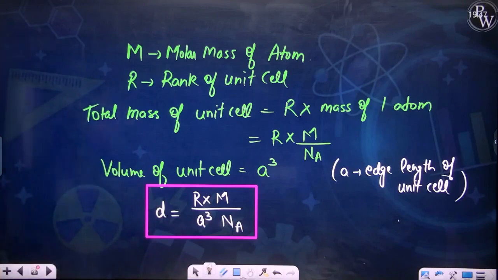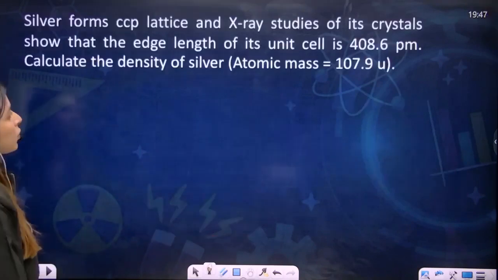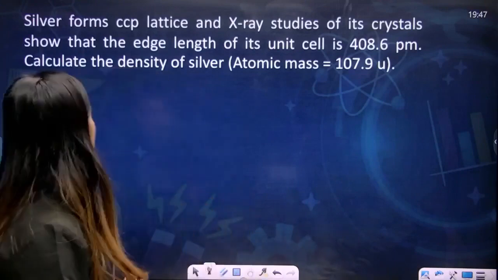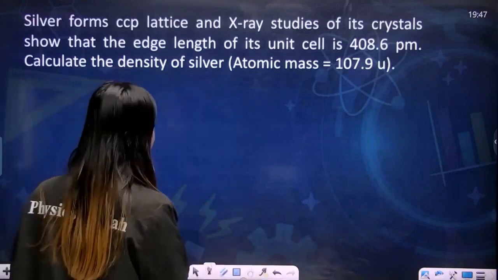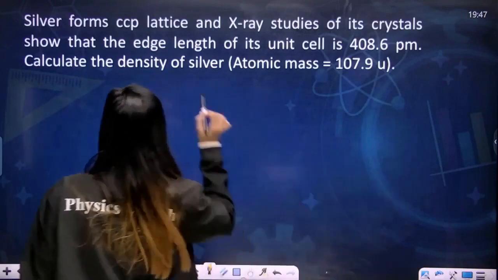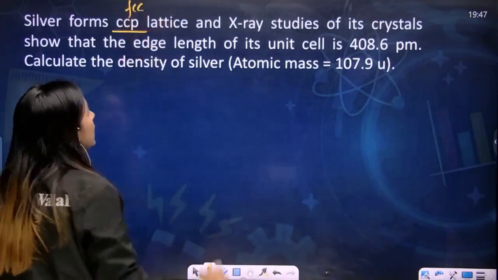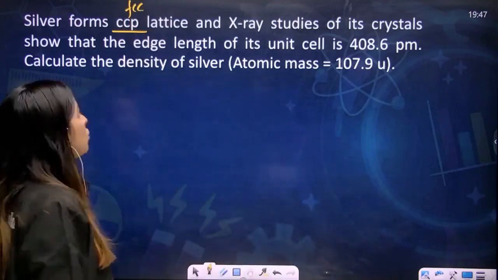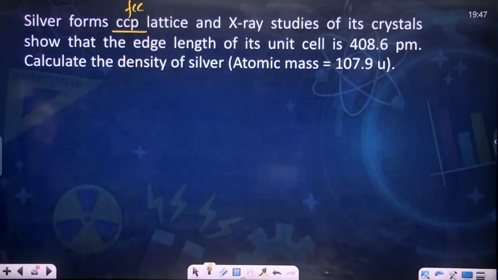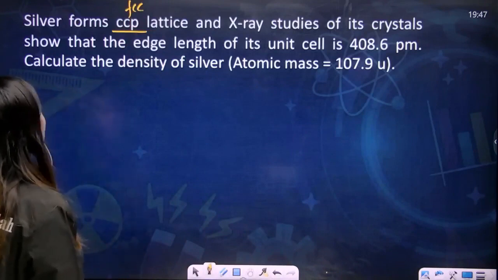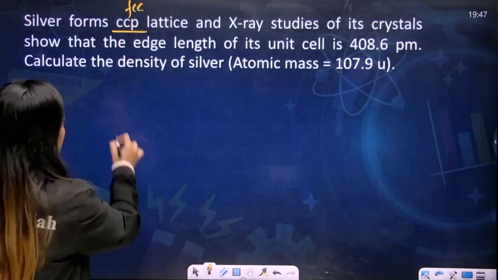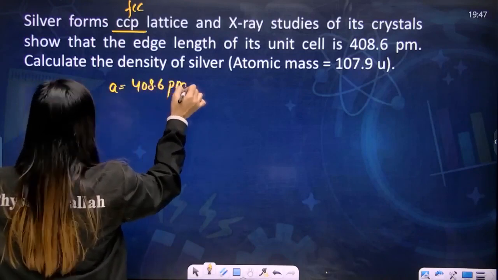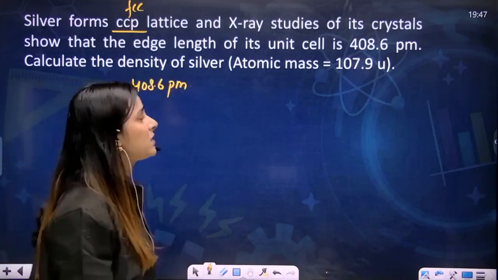Yeah, perfect. Now let's try to solve a question, to see how questions are asked on this part. The question says that silver forms a CCP lattice. So when you are told CCP, this means FCC. Never ever forget, CCP means they are talking about FCC structure. So silver forms an FCC lattice, and X-ray studies of its crystal show that the edge length of its unit cell is 408.6 picometers. You have to calculate the density of the silver.